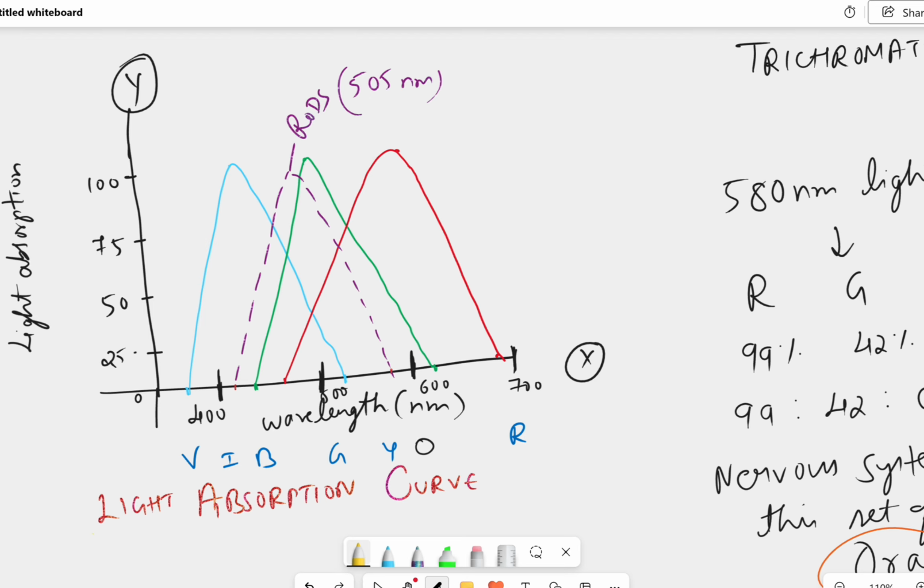See here, what I've drawn is a light absorption curve. The x-axis represents the wavelength of light in nanometers, and that ranges from 400 to 700 nanometers. The y-axis represents the light absorption. It's a relative absorption, or we can also call it the sensitivity of photoreceptors. So you can see 25%, 50%, 75%, and 100% absorption by the cones. That is what is represented on the y-axis.